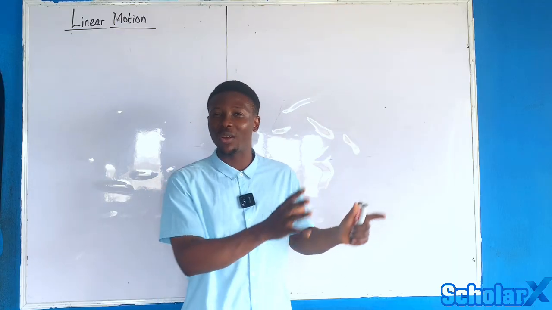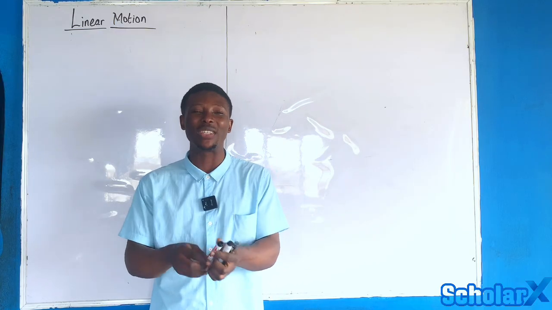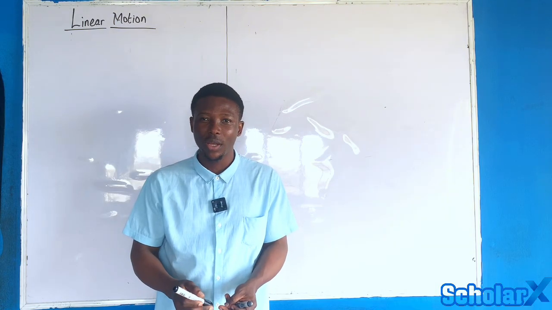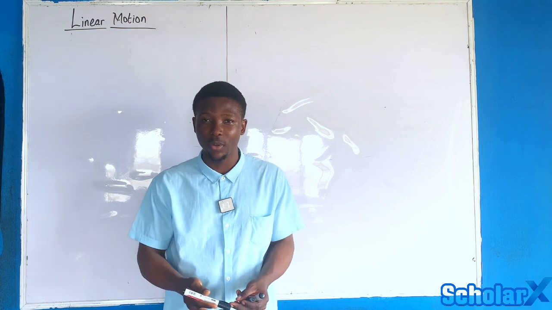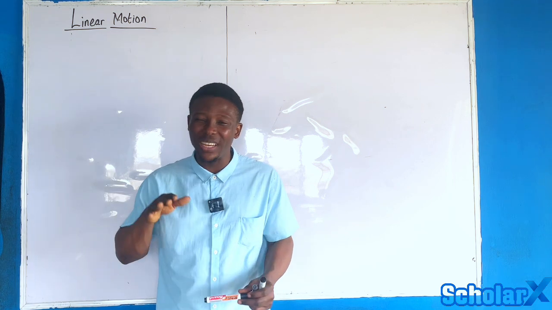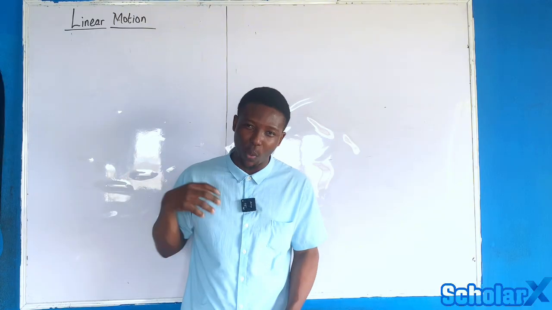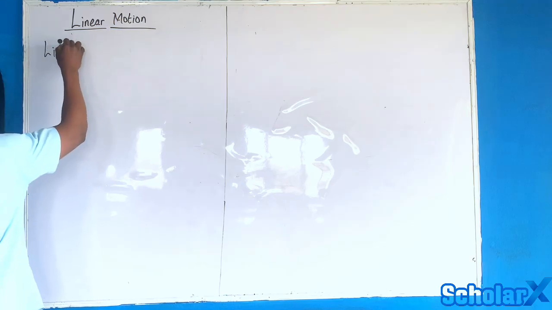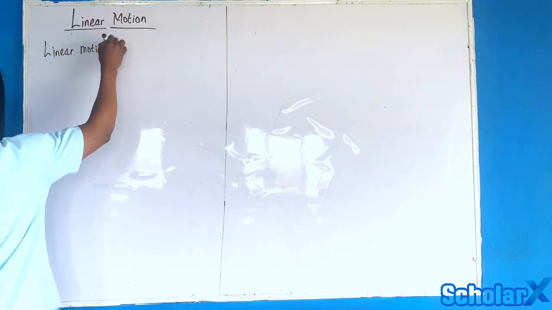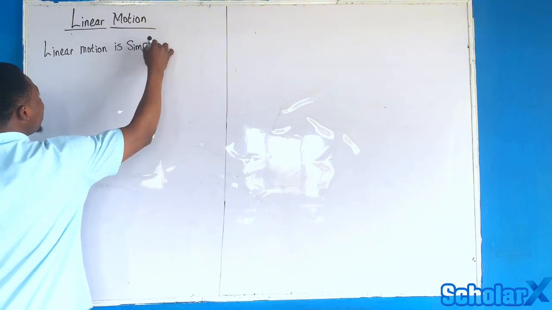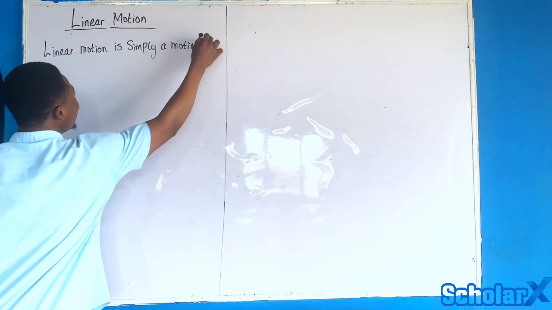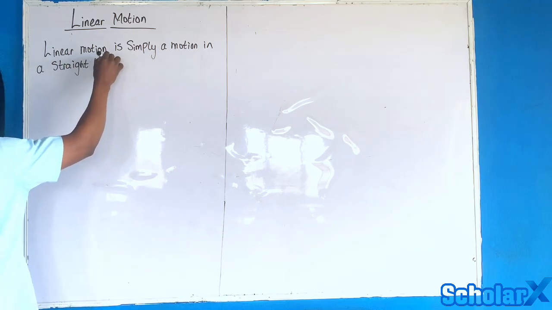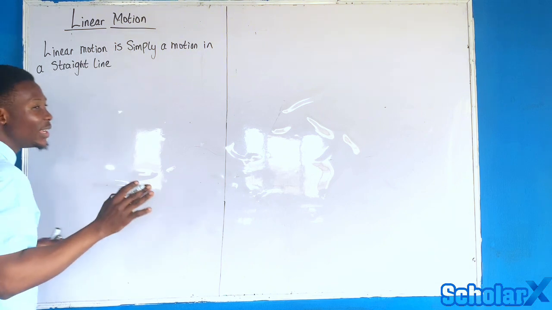Now, we also have motion under gravity, but motion under gravity has to do with a motion that gravity influences, meaning it's either going up or it's coming down, whether an object or a body. But when it comes to linear motion, it's moving in a straight line, either forward or backward. So linear motion is simply a motion in a straight line.